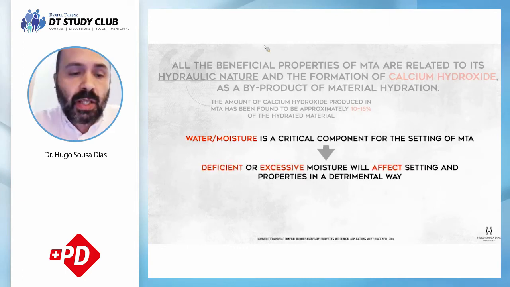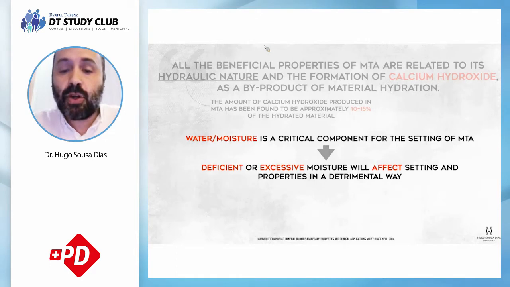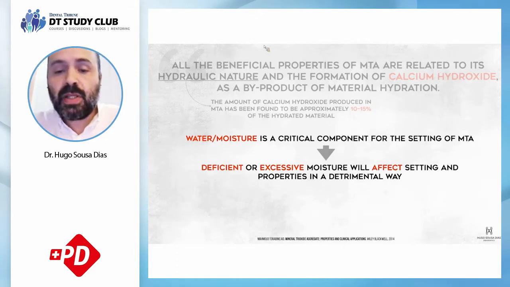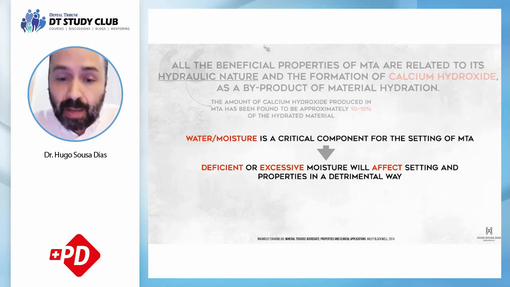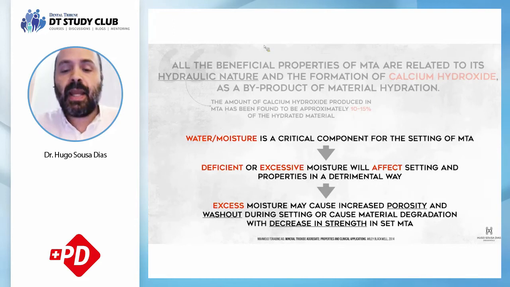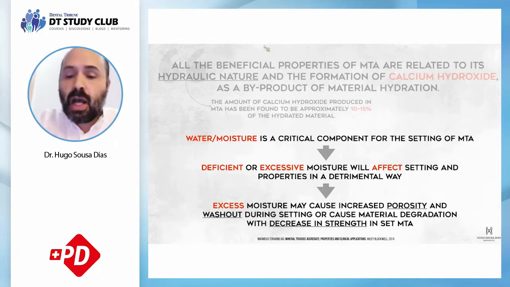In situations where we have a low, deficient amount of water, or a huge, excessive amount of water, they can affect the setting and properties of my MTA in a detrimental way. For example, if I have excess moisture, it can cause increased porosity and wash out the MTA during setting, or even cause material degradation with a decrease in strength.